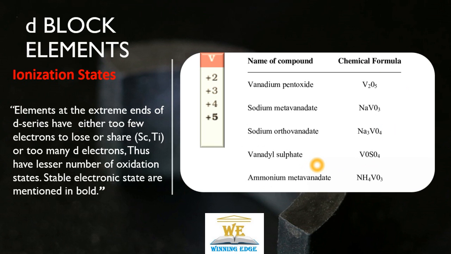Next is vanadium. It shows +2, +3, +4 and +5 oxidation states. These are certain compounds like vanadium pentoxide, sodium metavanadate, sodium orthovanadate Na3VO4, vanadyl sulfate VOSO4, where VO2+ acts as a divalent cation and SO4 2- is the anion, and ammonium metavanadate, VO3 single negative, in the +5 oxidation state. These are a few compounds of vanadium.